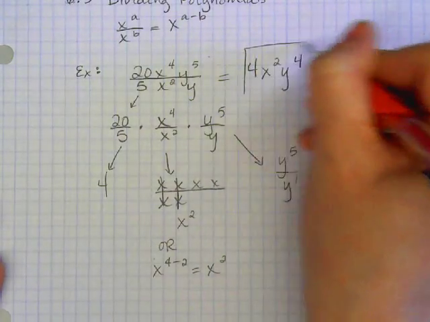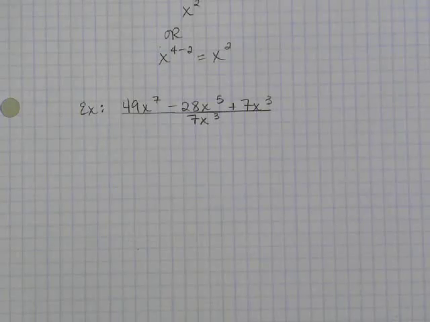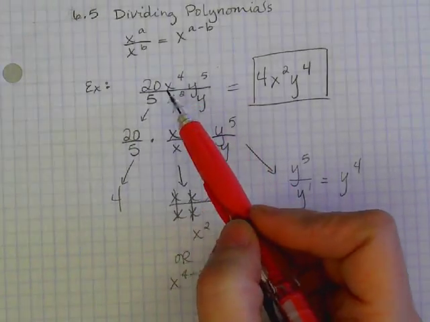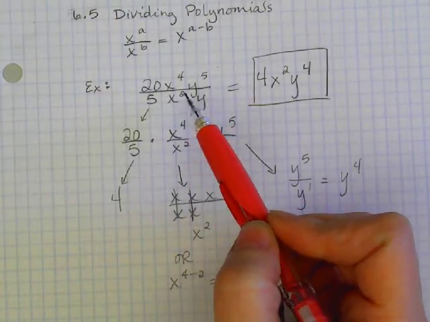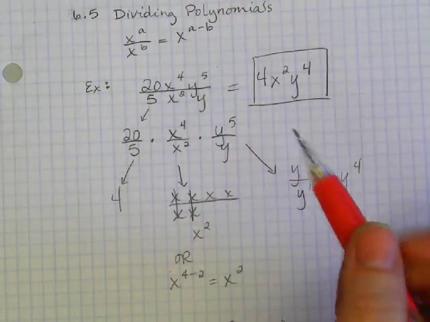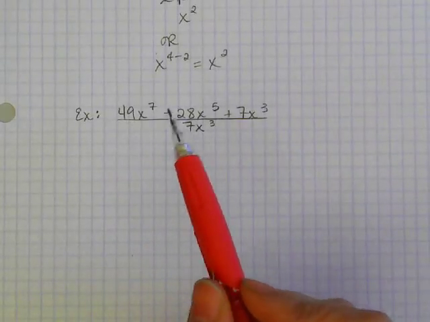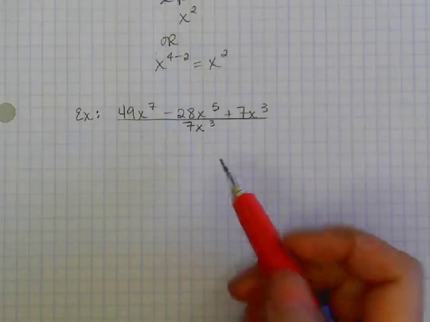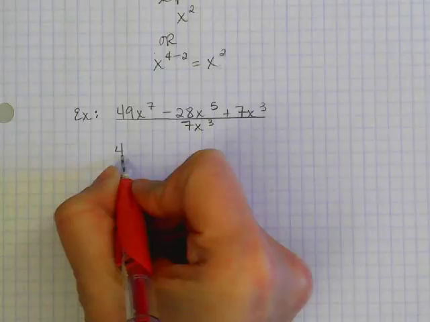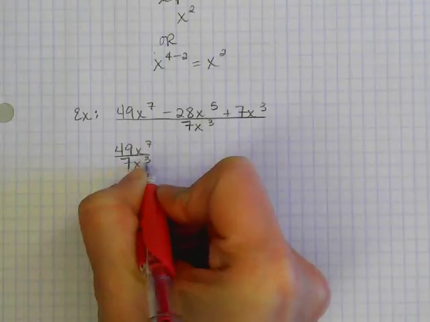So 49x to the 7th over 7x to the 3rd minus 28x to the 5th over 7x to the 3rd plus 7x to the 3rd over 7x to the 3rd. Because as you may recall, when we add or subtract fractions, the denominator stays the same. So when we split it up like this to reduce, we keep that same denominator through each one. And then what we need to do is use our coefficients and our exponent rules to reduce that. So as we reduce this, we deal with each fraction separately.